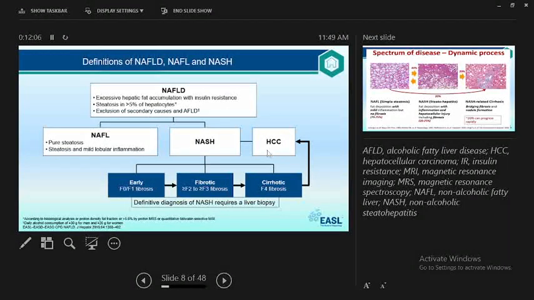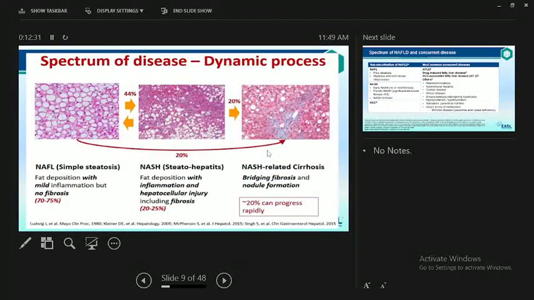NAFLD, as we all know, is an umbrella term. There's no specific disease entity described by NAFLD. The most benign end is steatosis, pure steatosis. It can progress to NASH, which is inflammation, and a certain group of patients who have NASH will progress to fibrosis and advanced cirrhosis. This is how the histology shows us.